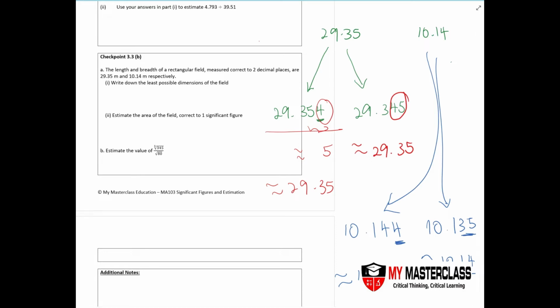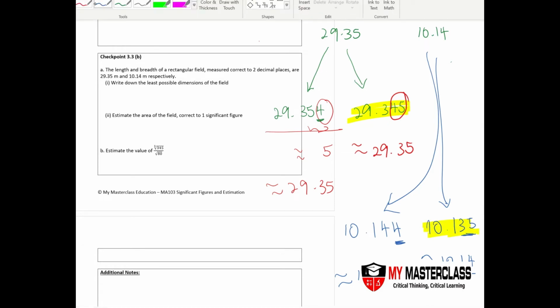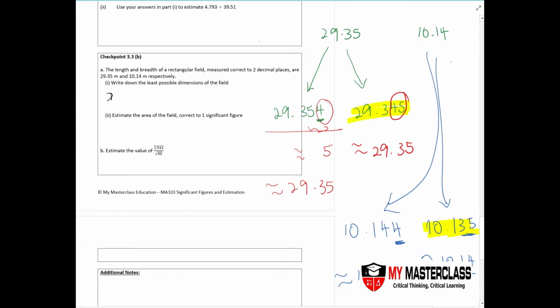Alright, and now what does this tell you? It tells you that the least possible dimensions will be 29.345 as well as 10.135. So therefore your answer would be 29.345 meters and 10.135 meters, because this estimation corrected to 2 dp will be the one that is given in your answer. So this is what I mean by the reverse technique.